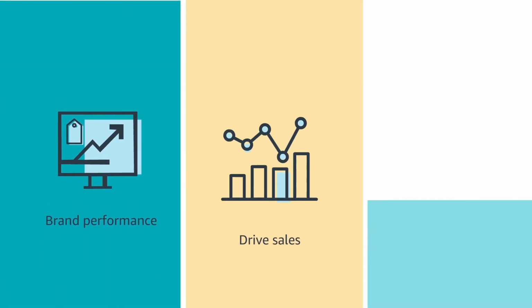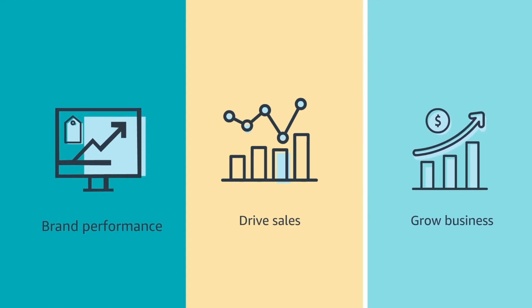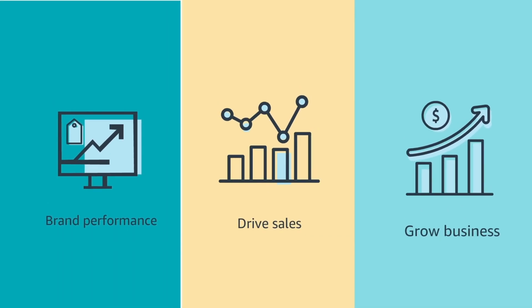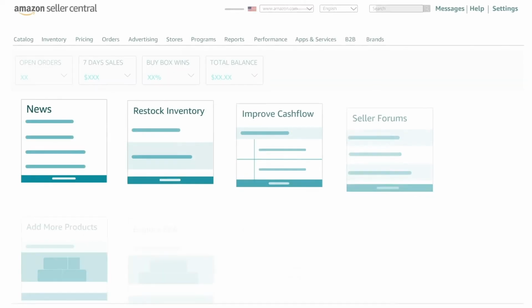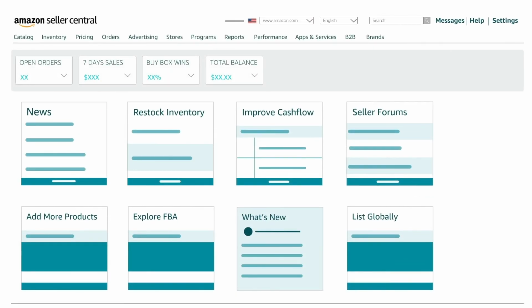Amazon invites you to use the tools available to help improve your brand performance, drive sales, and grow your business. Check out all of them on your Seller Central homepage under Advertising, Stores, Reports, Performance, and Brands tabs.